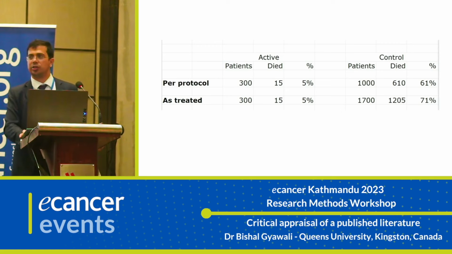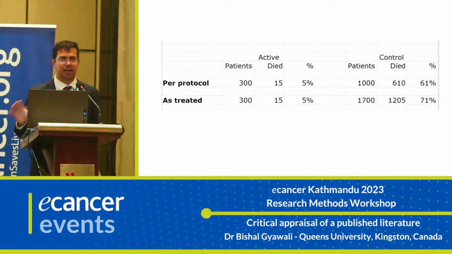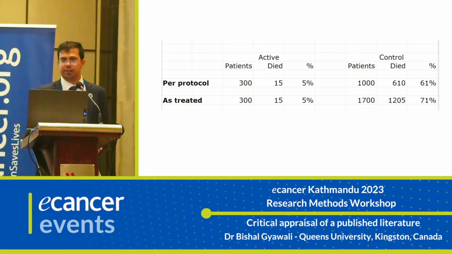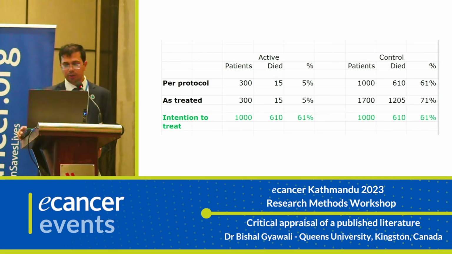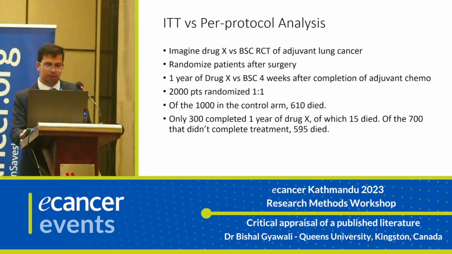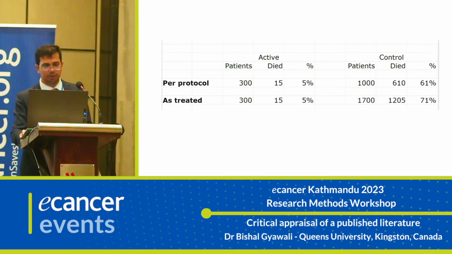It's called the intention to treat analysis. It does not matter what happened. What matters is what you intended to do when the trial started, what was supposed to be. So in intention to treat analysis, you include the whole 1,000 patients that were randomized to the active arm. And if you look here, of those 1,000 patients, 15 plus 595, 610 died with the drug as well.